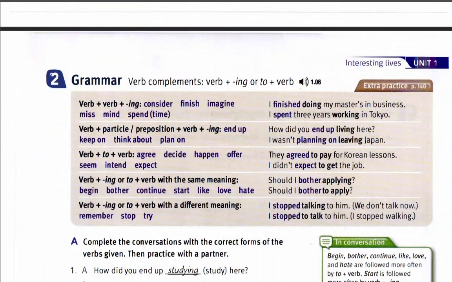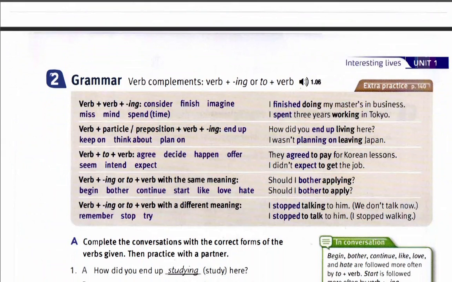Those verbs are begin, bother, continue, start, like, love, and hate. You need to memorize these lists because this is going to be on the exam and you need to know, do I use verb plus ing? Or do I use to plus verb? Or does it matter? Sometimes it doesn't matter. Okay? Begin, bother, continue, start, like, love, and hate. We can use both.